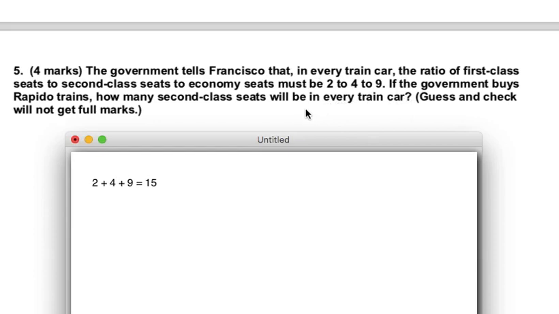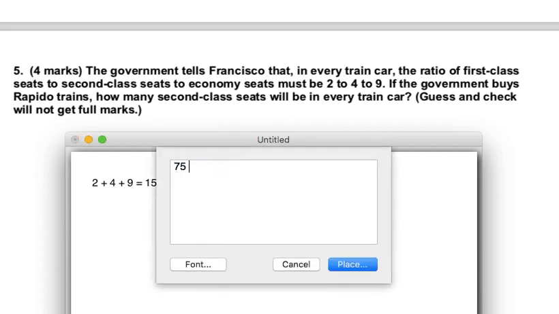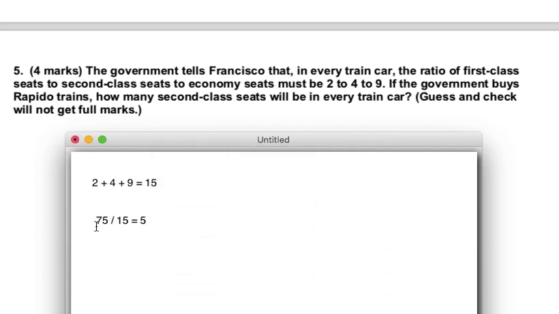It's like if you buy a packet of something. So let me figure out, I've got 15 seats in each packet. And I say how many packets of 15 are in my 75? So to find that out, you do 75 divided by 15. And that tells you that you have 5 of those groupings of 15 seats in there.